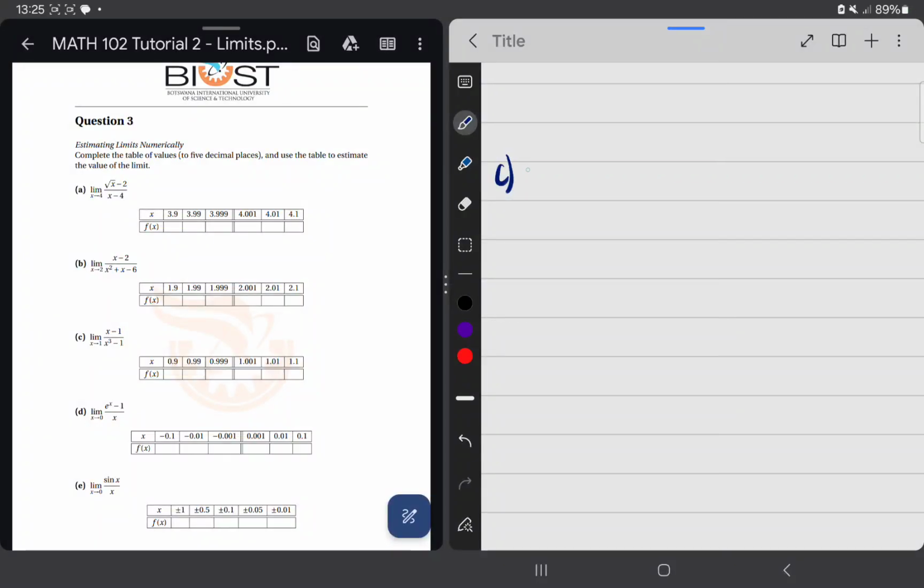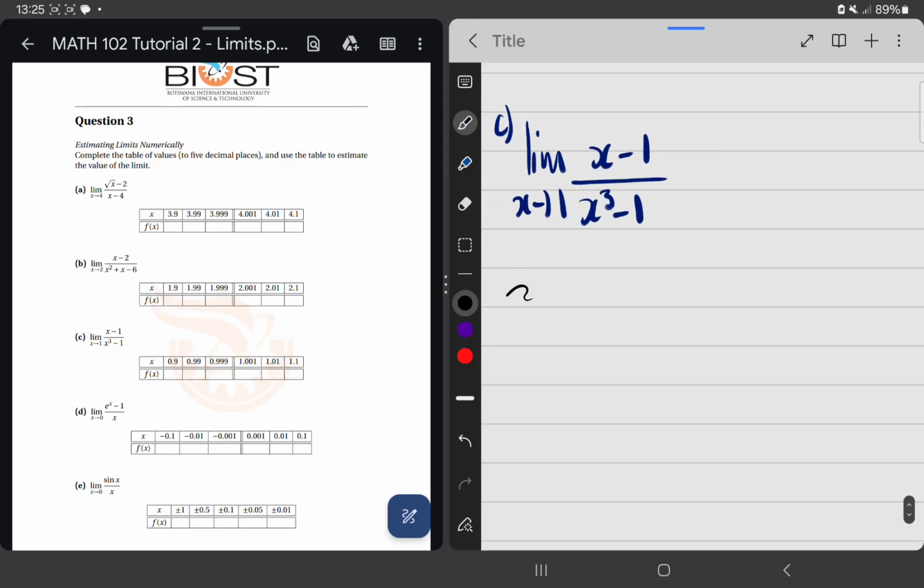We are continuing. We are now at part C, which is the limit as x goes to 1 of x minus 1 over x cubed minus 1. So we're now getting this one. Remember that the thing never changes. When we are solving numerically, we make this our f of x. So you're going to say let f of x be equal to x minus 1 over x cubed minus 1.